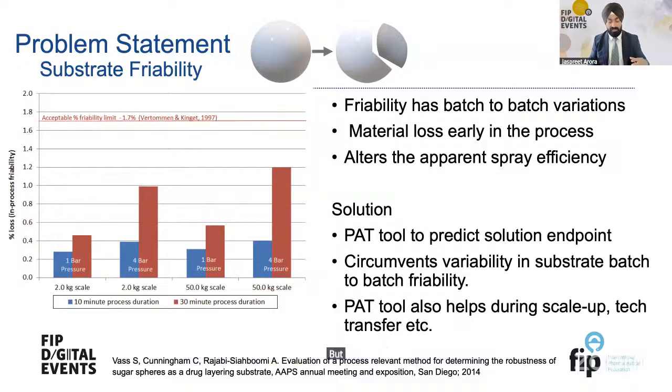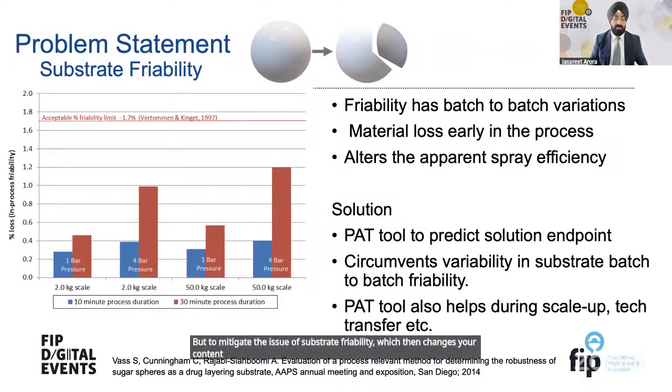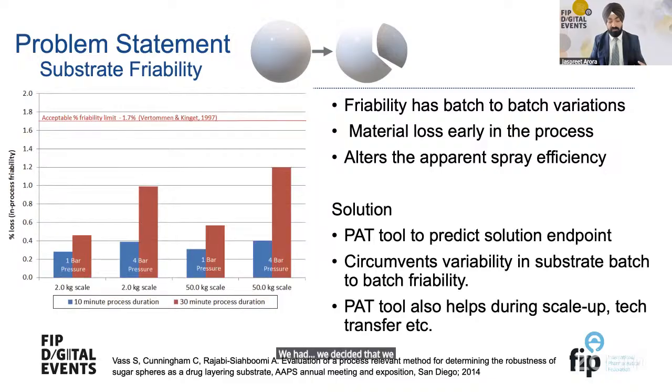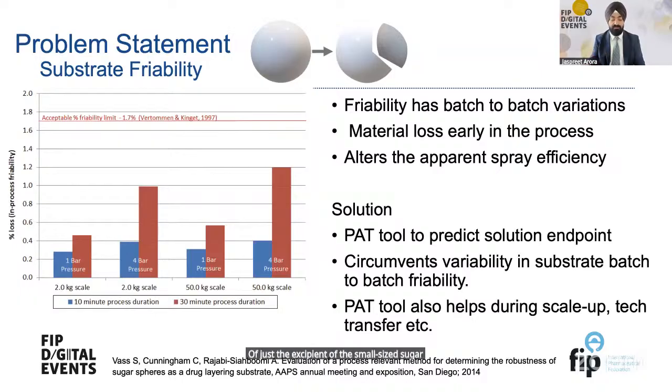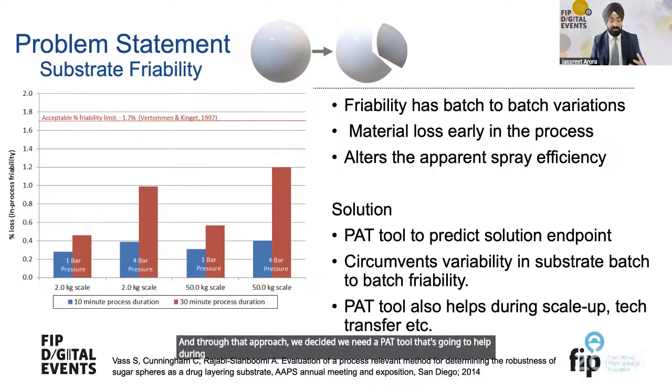But to mitigate the issue of substrate friability, which in turn changes your content uniformity issues, we decided that we have to develop a PAT tool, which is process analytical technology tool, which can help us predict solution endpoint, which will help reduce variability in the substrate batch, circumvent the batch to batch friability, because these different batches of just the excipient, the small size sugar core, had different friability. So this is where we had to get creative, and then we had to follow a risk-based approach. And through that approach, we decided we need a PAT tool that's going to help during scale up, tech transfer, etc.